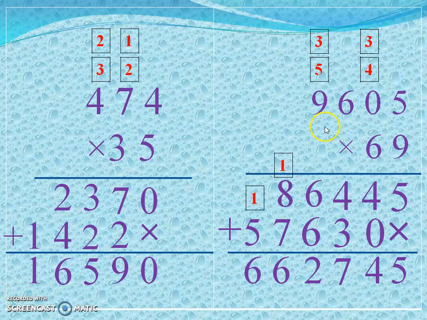Finally we came to know that 9,605 multiplied by 69 gives you 6,62,745. Now let's see multiplications by 3 digits.